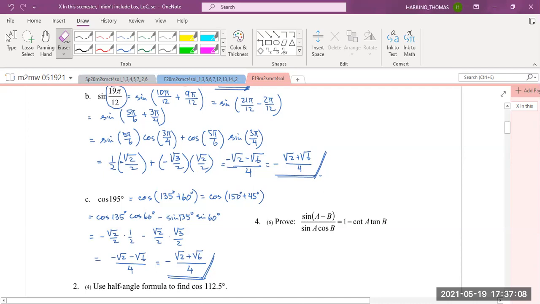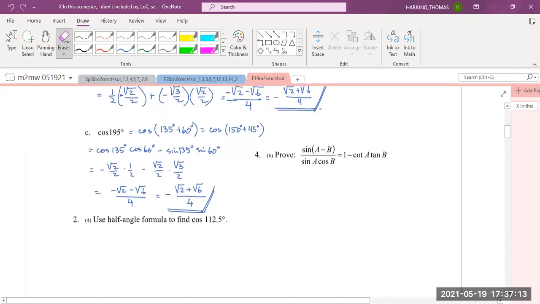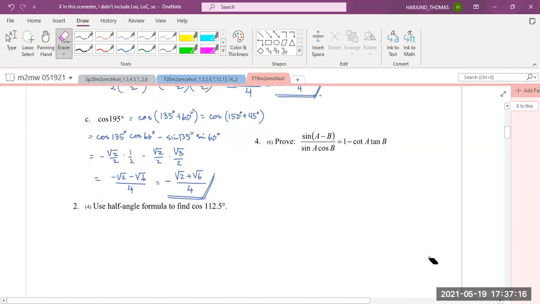Number 2, use half angle to find cosine 112.5. Half angle. So cosine 112.5 degrees is equal to cosine of 225 degrees over 2. Now, 112.5 degrees is in quadrant 2, so it is negative. Cosine is negative, square root of 1 plus cosine 225 degrees over 2.